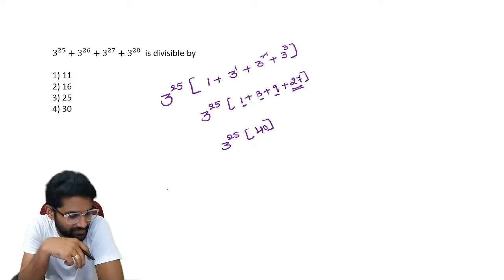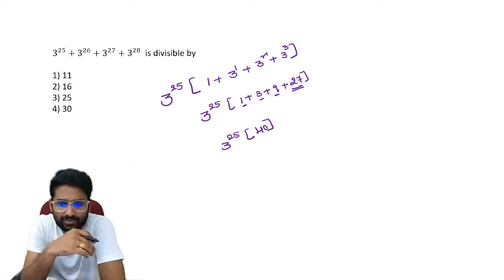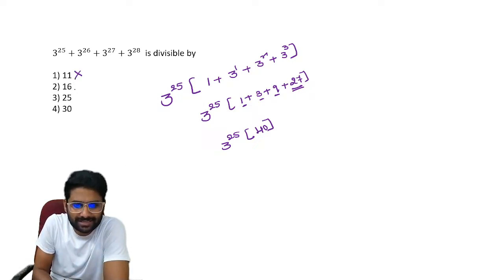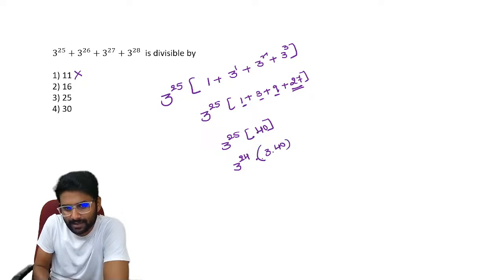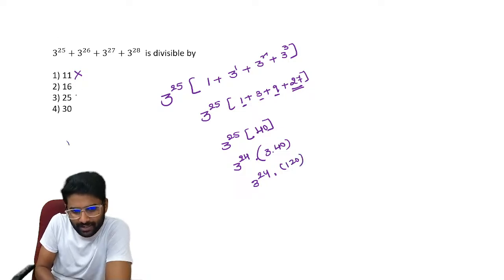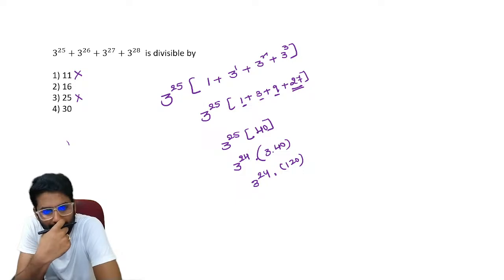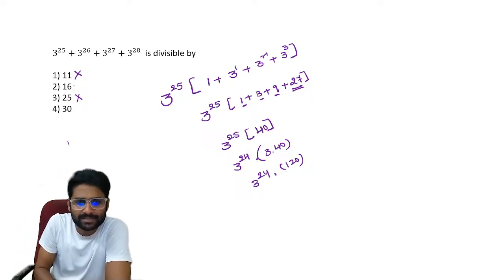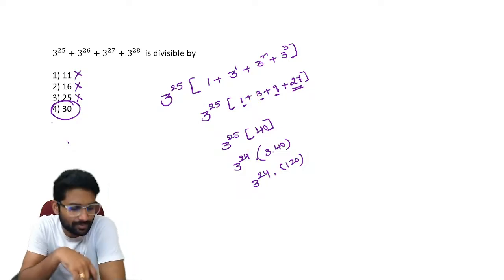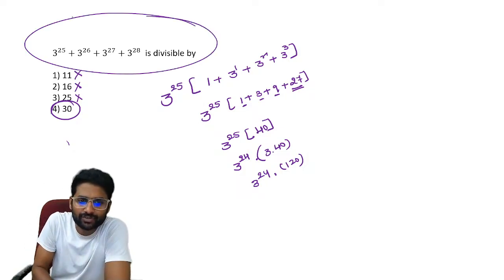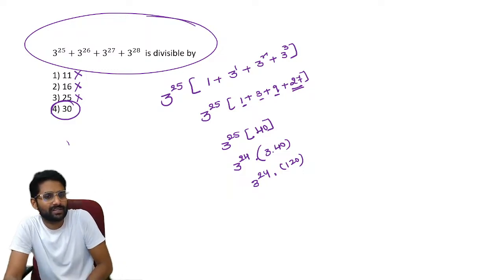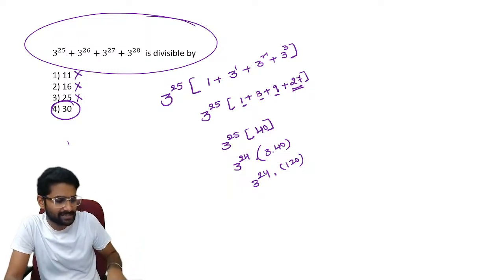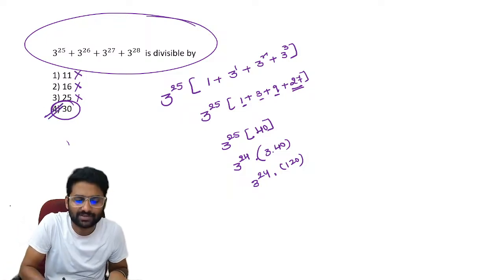Now the question is, which is it divisible by? If you check with the options, it is not at all divisible by 11. So is it divisible by 16, 25 or 30? Let's do one thing. 3 power 25 can be taken as 3 power 24 into 3, into 40. So 3 power 24 into 120. 120 is not divisible by 25, and 120 is also not divisible by 16. But 120 is divisible by 30. That's why the sum of 3 power 25 plus 3 power 26, 3 power 27, 3 power 28 is always divisible by 30 only.